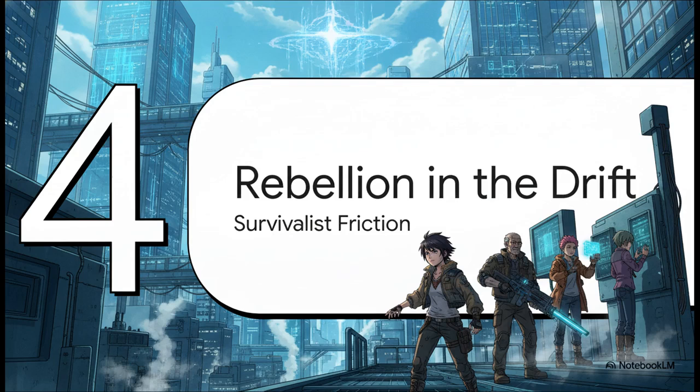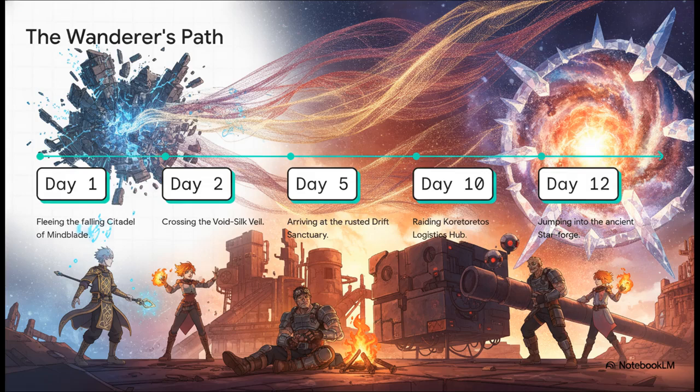All right, on to Section 4, Rebellion in the Drift. Now that we know the stakes, let's track our main crew, Matthias Mindblade, the Poem Mage Fireball Sally, and the Scavenger Highwayman, to see these survival mechanics play out in real time. Day 1, we see them flee the collapsing data rod of the Citadel. Day 2, they're crossing that terrifying Void Silk Veil where space literally weeps light. By Day 5, they find refuge in the abrasive heat of the Drift Sanctuary, and then by Day 10, they're raiding a logistics hub to steal a hyperconduit, which ultimately leads them to the ancient Starforge on Day 12. It is just a relentless, gritty demonstration of survival.